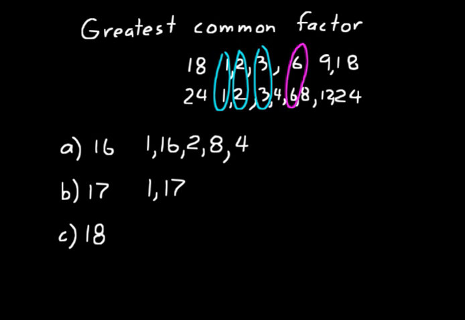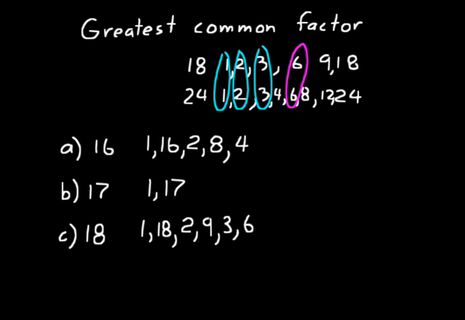And then 18, 1 and the number, ends in an even number, so 2 is going to be a factor. 2 times 9 is 18. 3 times 6 is also 18. And then we would stop there.